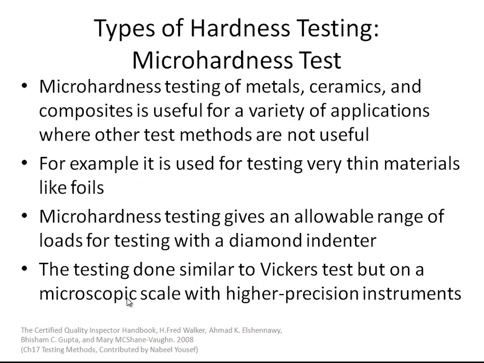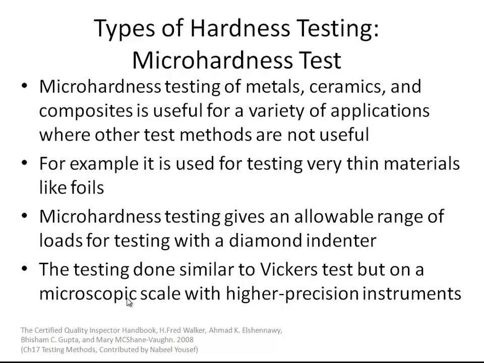The last type of hardness test is the MicroHardness test, which is a testing method that is used for metal, ceramic, and composites. It's useful for a variety of applications where other test methods are not useful. For example, for very thin material, we use this kind of testing, such as foils.